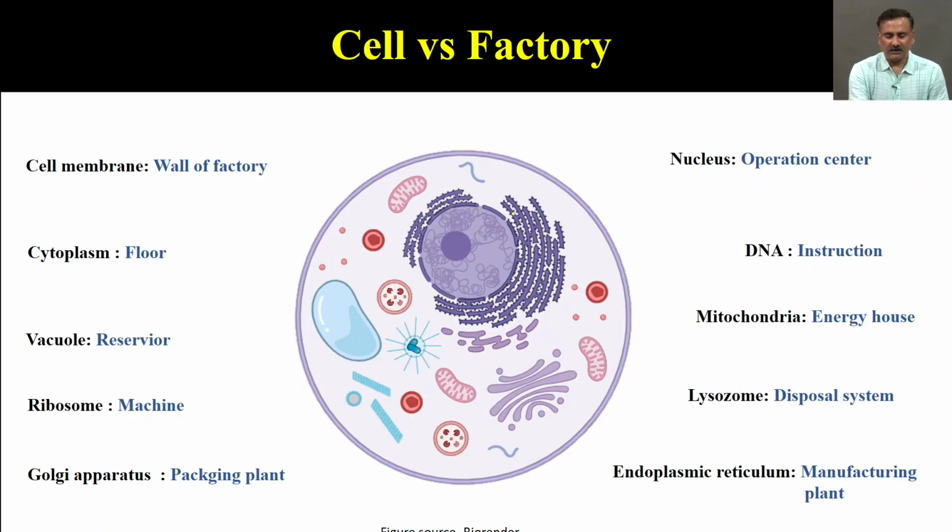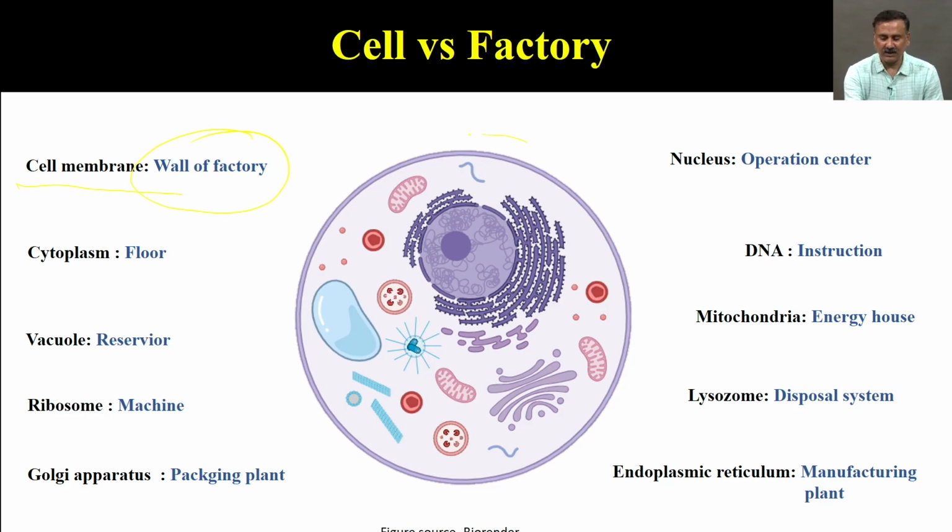Now, mammalian cells or bacterial cells are capable of synthesizing different types of proteins, and they can be exploited for the production of different proteins. You can see that there is a clear comparison, a similarity, between the cell and a factory where you produce different products. So, you have the cell membrane, which is just like the wall of the factory.